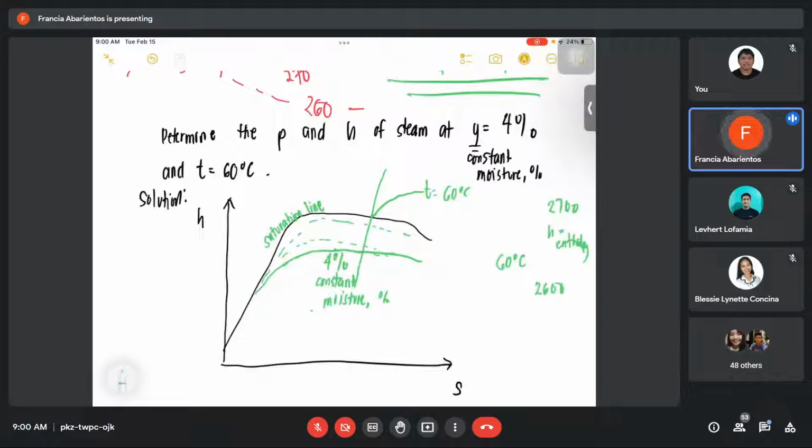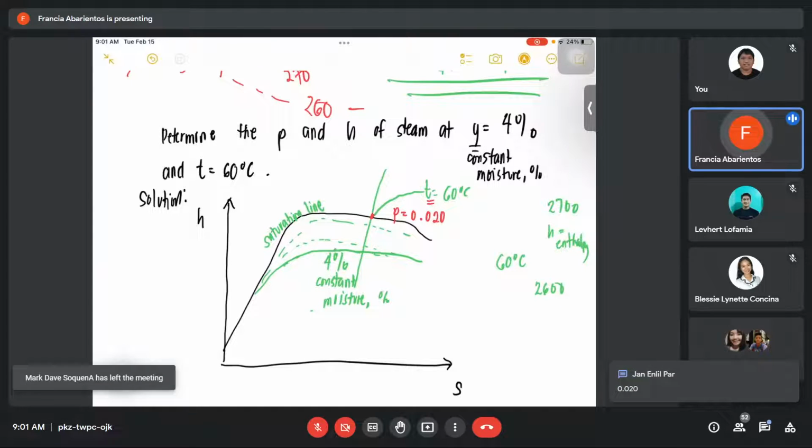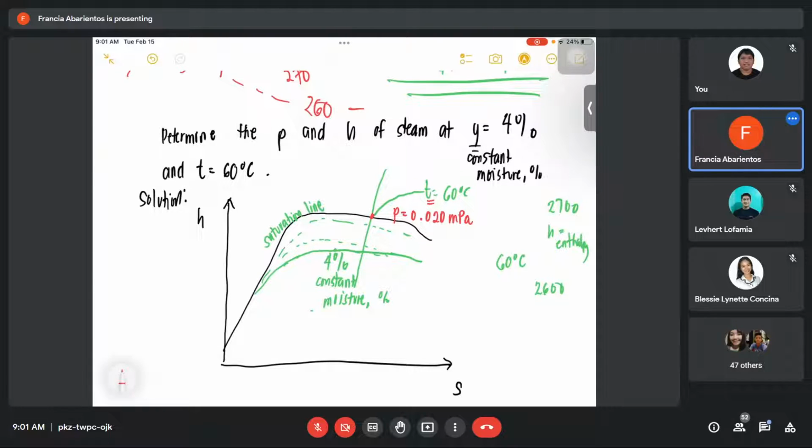From the 60 degree, nag-intersect siya sa what pressure? Okay, so we have now the pressure. Automatically, class, kung ano yung temperature 60 degree natin, kung saan siya nag-intersect na pressure line. So, yung pressure line natin is 0.020 megapascal. So, papunta yun sa baba hanggang mag-meet si 0.02 megapascal papunta sa 4. Ayan. Hanggang mag-meet na to, 4 degree. So, mali pala yung drawing ni ma'am.